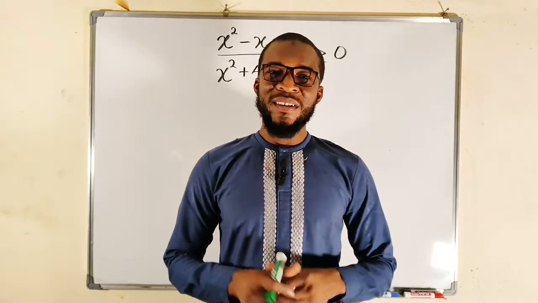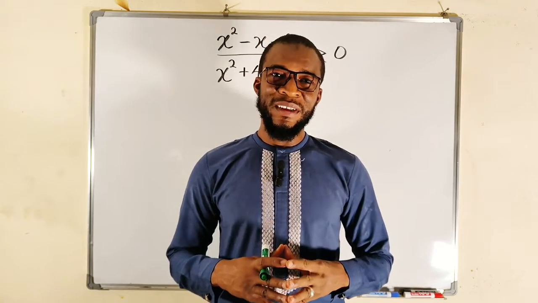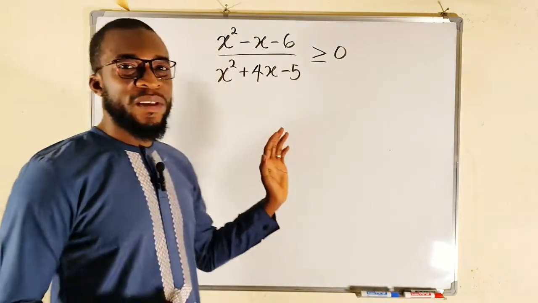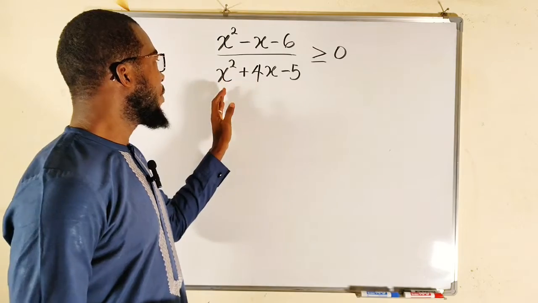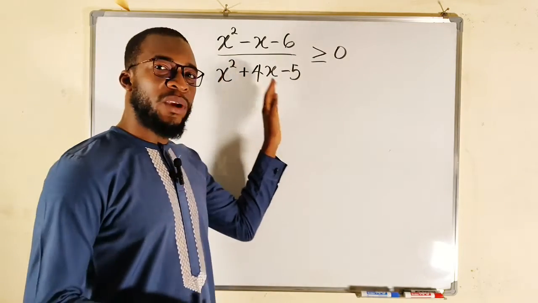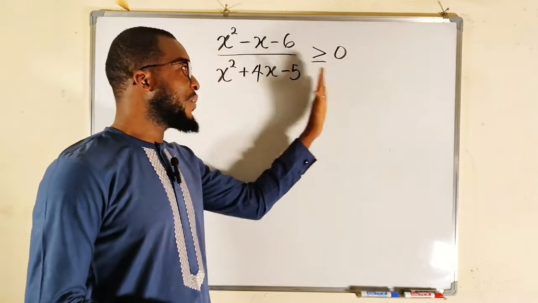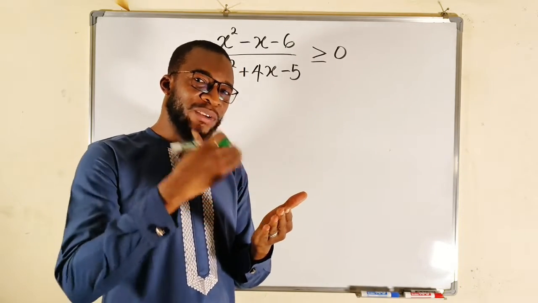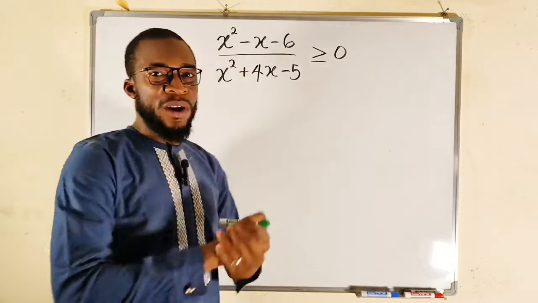Hello, good day viewers. Still on quadratic inequalities. Today we have this rational function (x² - x - 6) divided by (x² + 4x - 5), the whole of this greater or equal to 0. And we are looking for those real values of x that can satisfy this inequality.